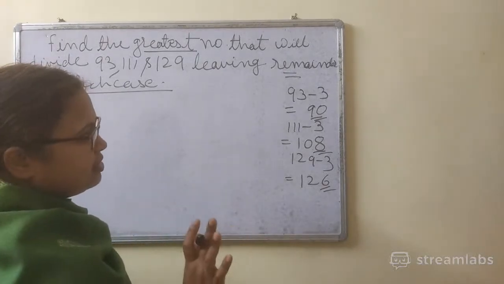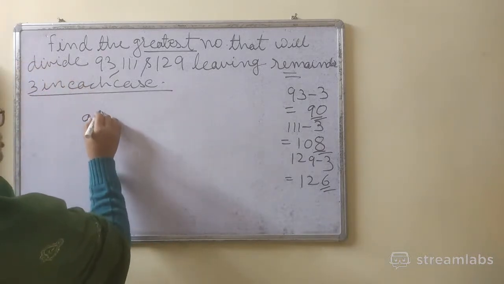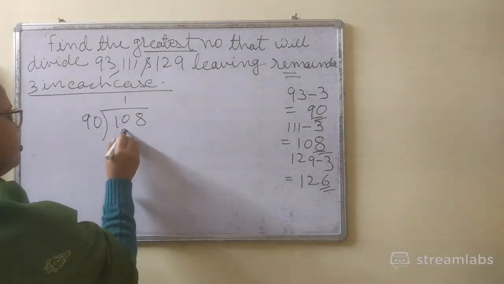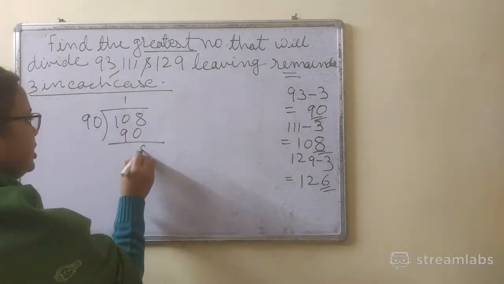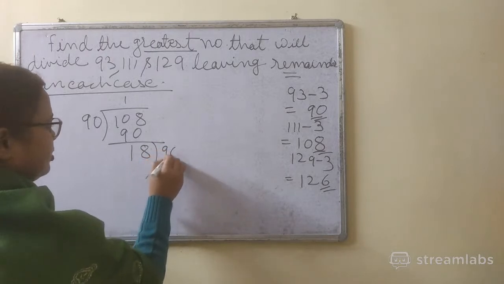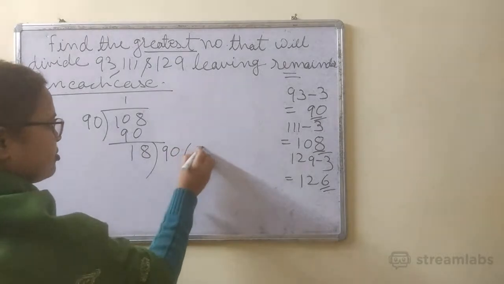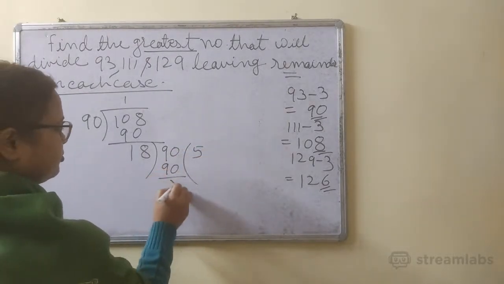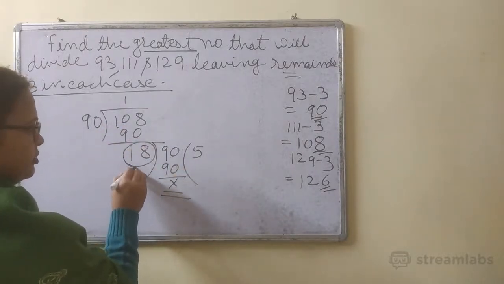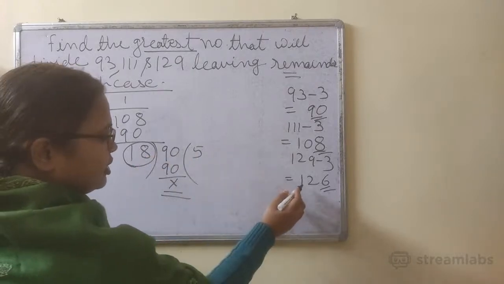So I am doing it by the division method. Divide 108 by 90. How many times? Of course 1, and the remainder is 18. Then again from 18 you will divide 90. How many times? 5 times. So the HCF of these two numbers is 18. Now we will find the HCF of 18 and 126.